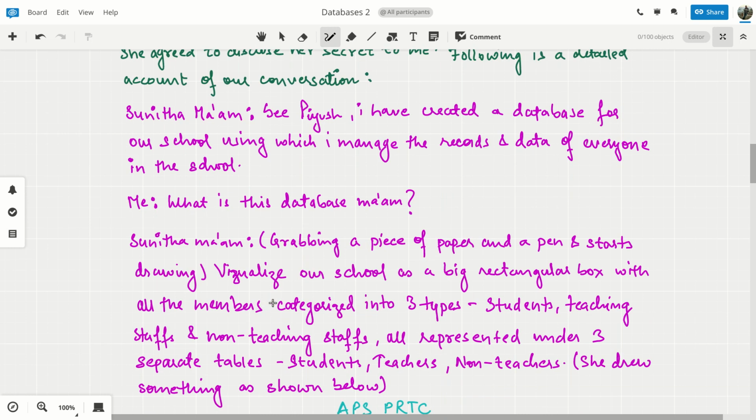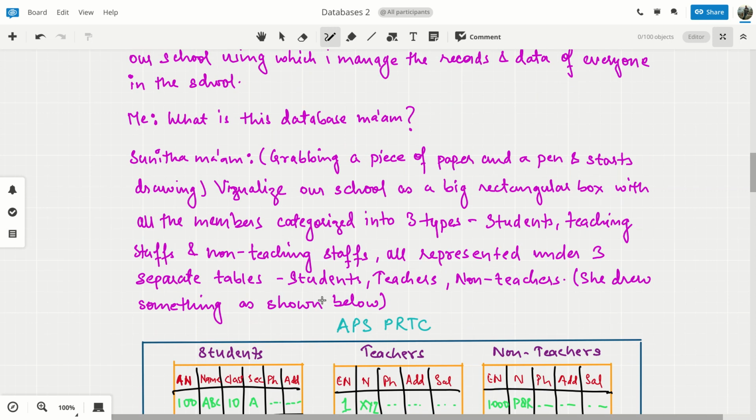And she said, visualize our school as a big rectangular box with all the members categorized into three types: students, teaching staff, and non-teaching staff, all represented under three separate tables, that is, students, teachers, and non-teachers. And she drew something as shown below. So just have a look at that figure, and that will help us understand what she meant at that particular time.